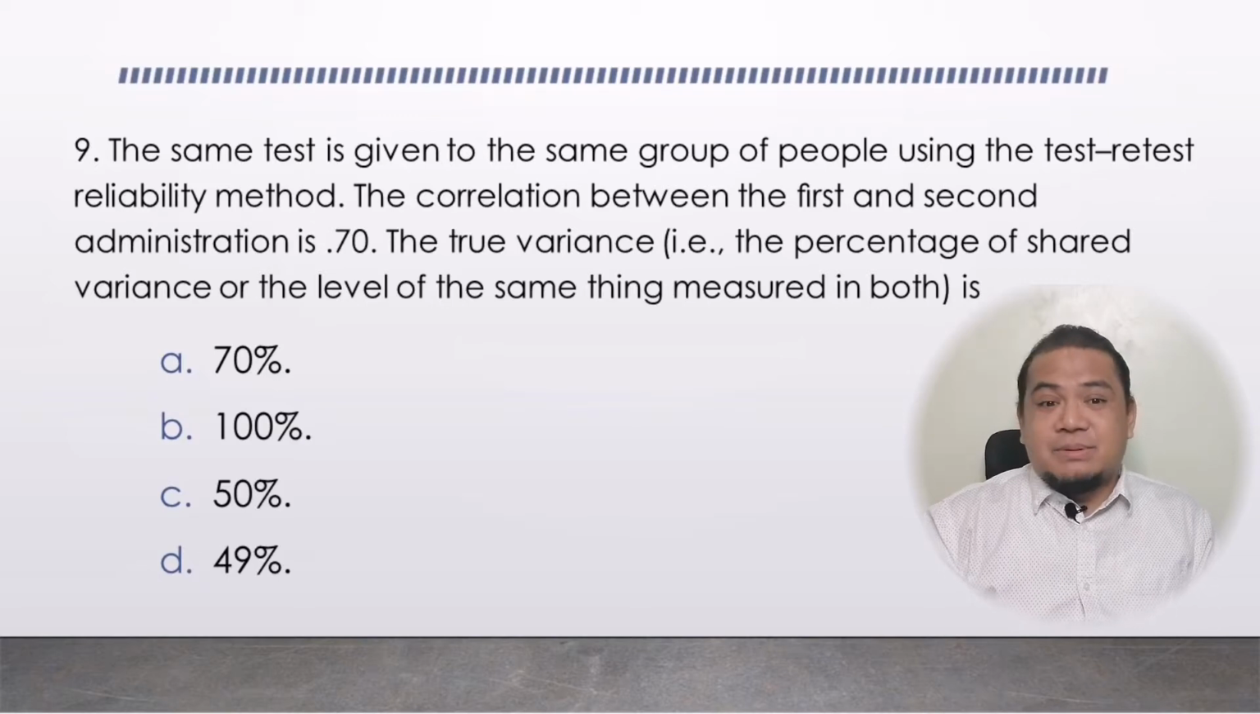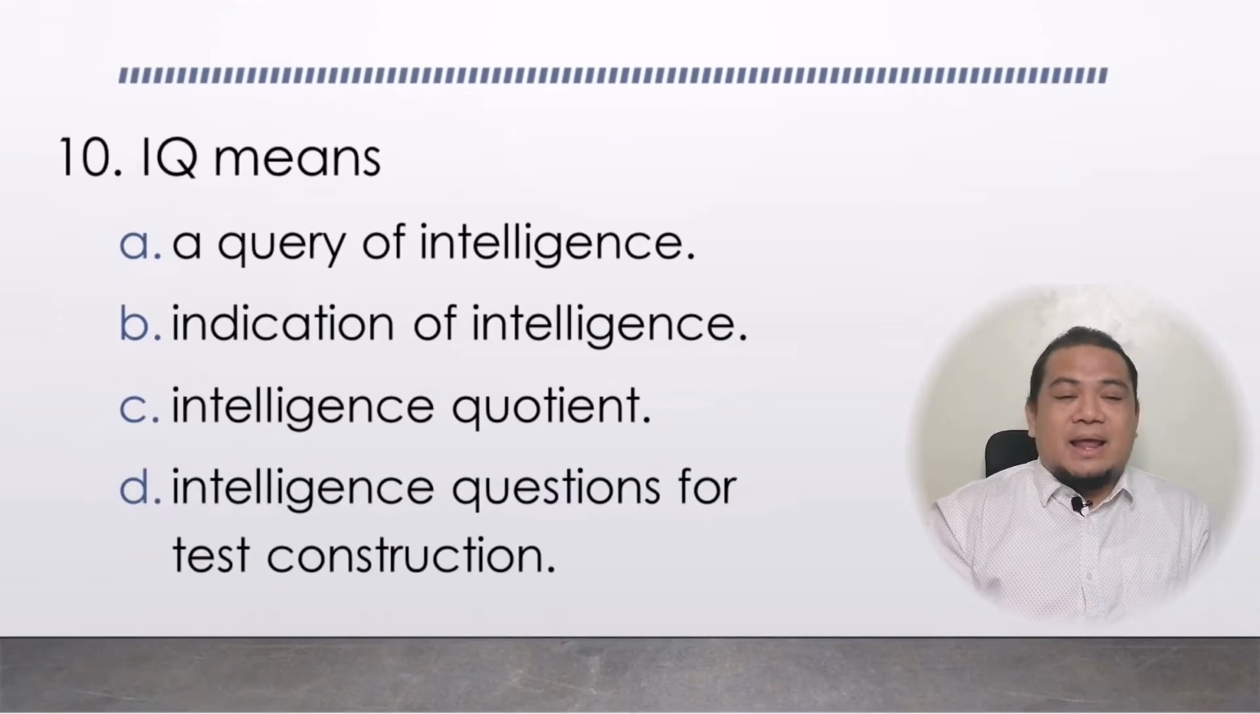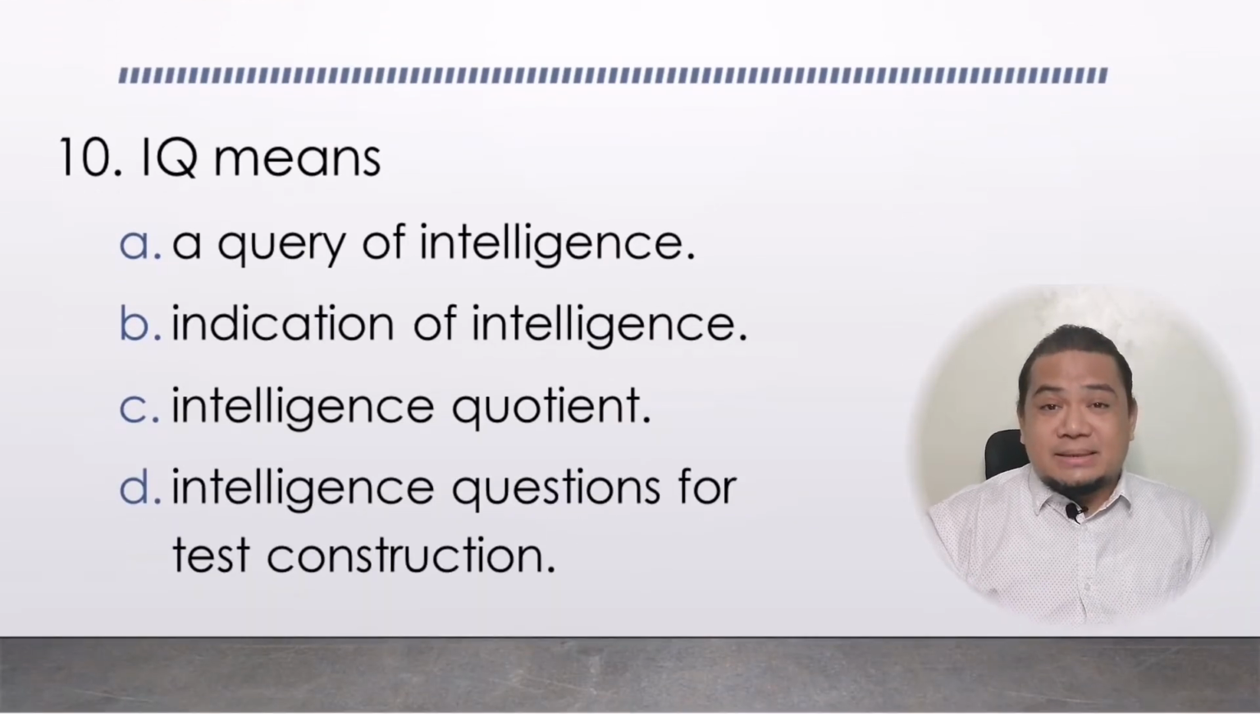Number 9. The same test is given to the same group of people using the test-retest reliability method. The correlation between the first and second administration is 0.7. The true variance, like percentage of shared variance or the level of the same thing, measured in both is A. 70%, B. 100%, C. 50%, or D. 49%.